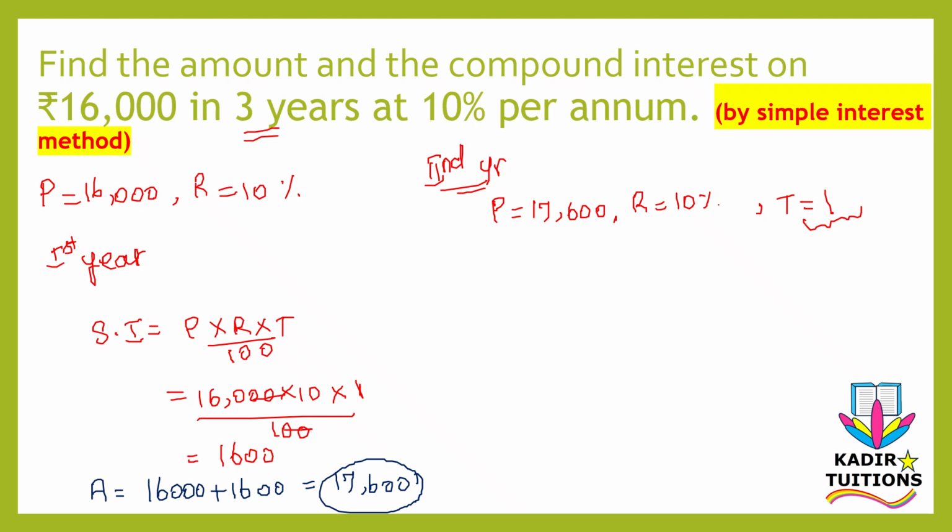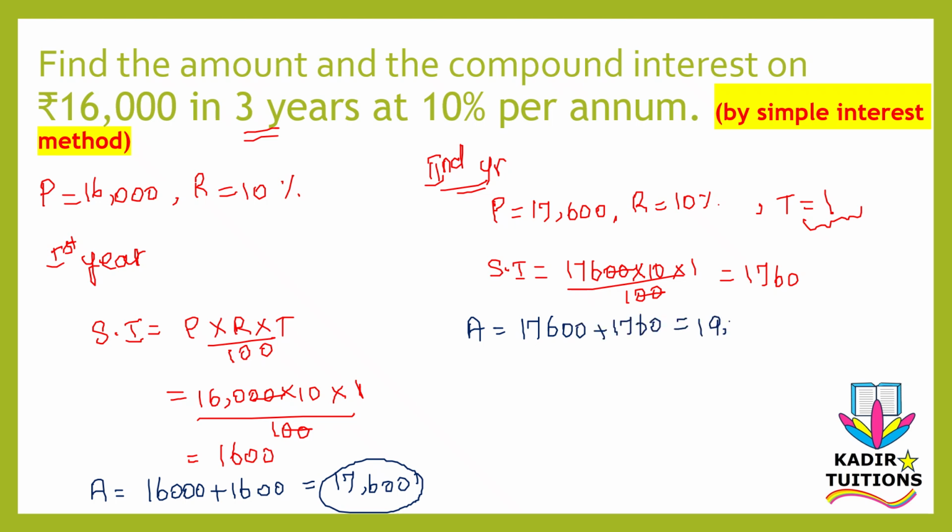So for this, we will again use the simple interest formula: 17,600 into 10 into 1 divided by 100. The same 2 zeros will get cancelled. We will get 1,760 as interest. So what is the final amount over here at the end of the second year? Amount equals the principal 17,600 plus the interest 1,760. Together, 19,360 rupees. Now this amount is going to be the principal for the third year. So now we'll calculate for the third year.